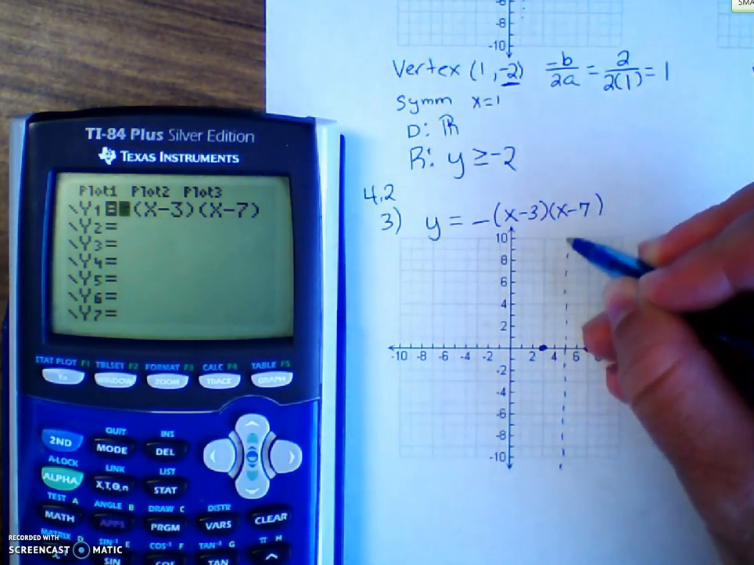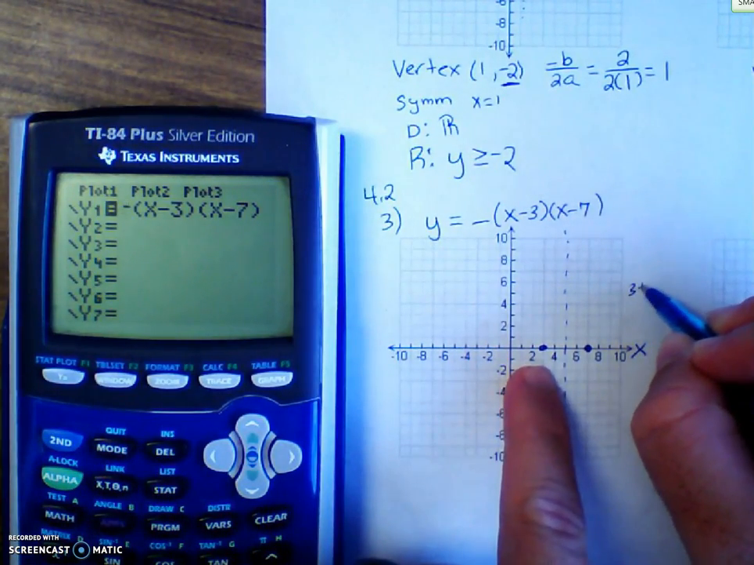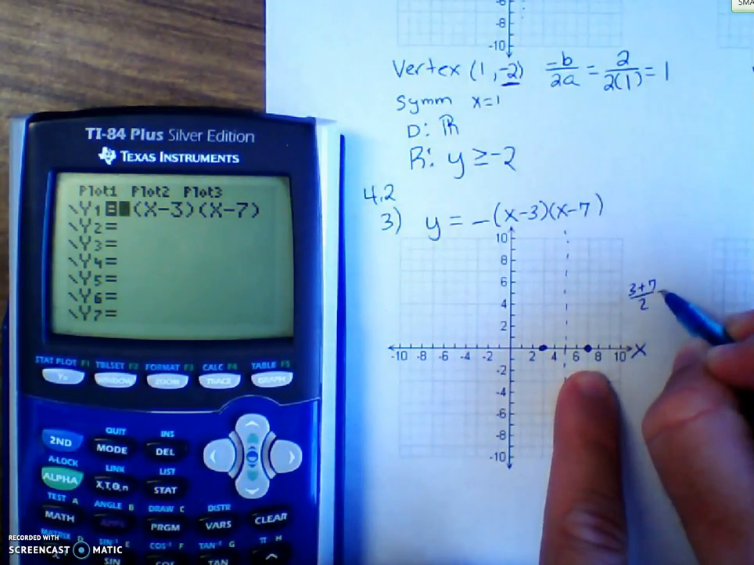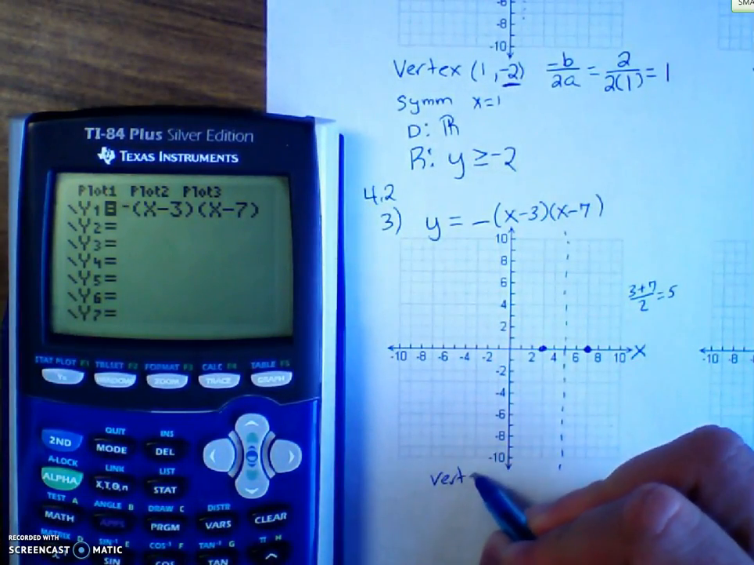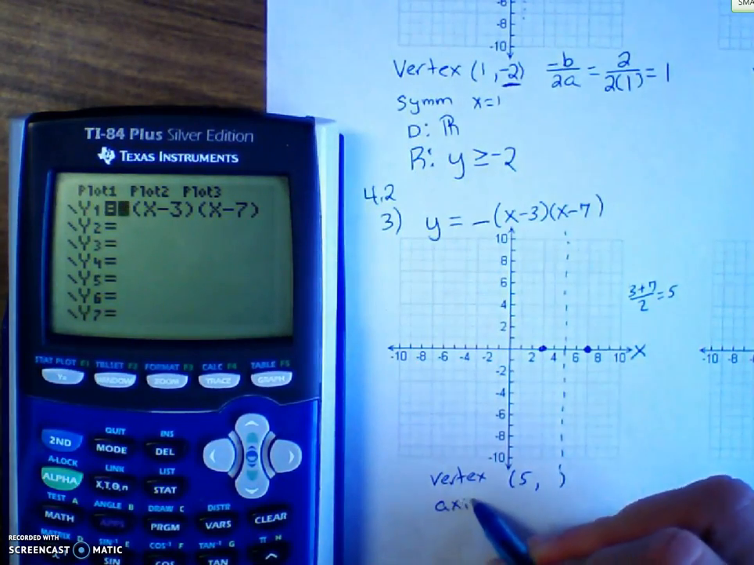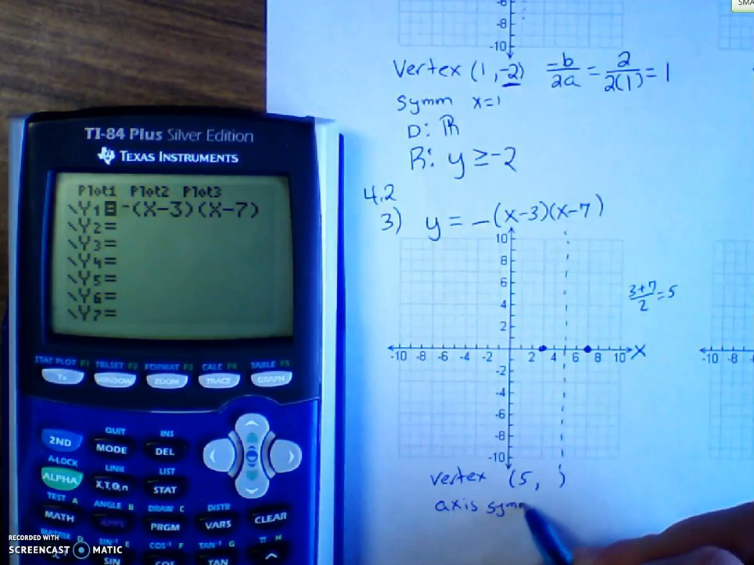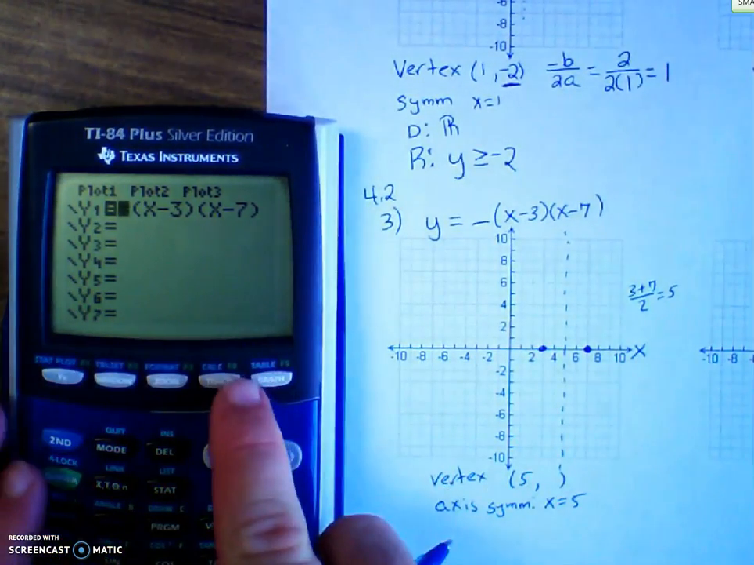If you don't see that visually, you can just take the average of those 2 numbers. Take 3 plus 7, divide it by 2, and you do get 5. So I know that my vertex is 5 something. I also know my axis of symmetry is also at x equals 5. The rest of it is in the calculator just like it was before.